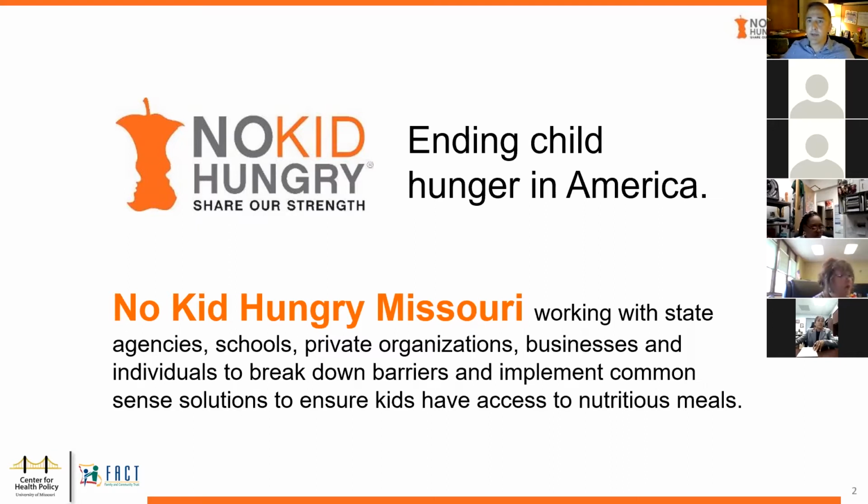And also for the first time this year, they are going to be investing in Missouri directly, which we're very excited about, for some small pilot projects. But generally, our program is independent.